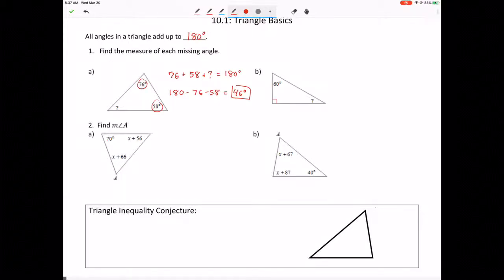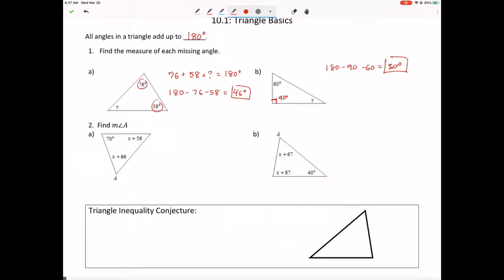The next one, we have this right angle tells us that it's 90 degrees. So we could do 180 minus 90 minus 60, and that will leave us with 30 degrees. All right, so not too bad. All right, and of course we have to make it a little more difficult.